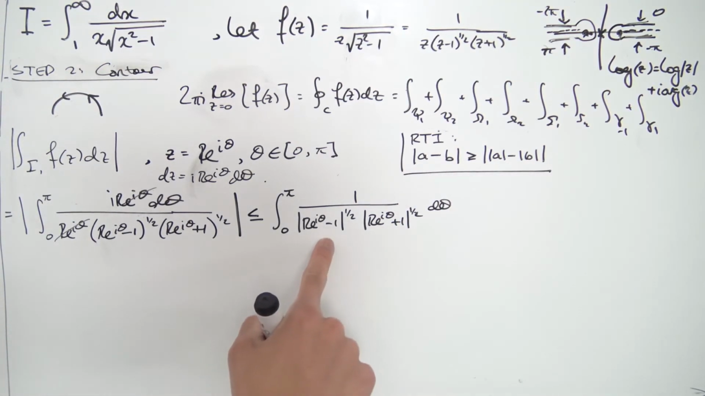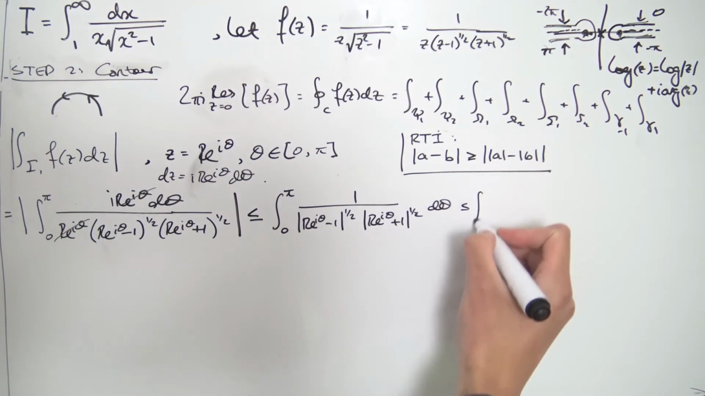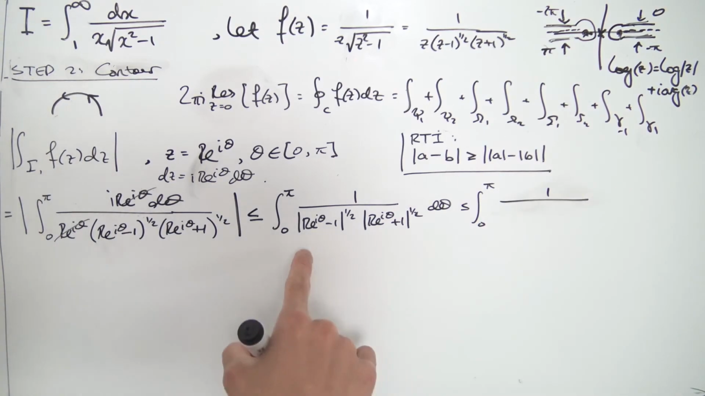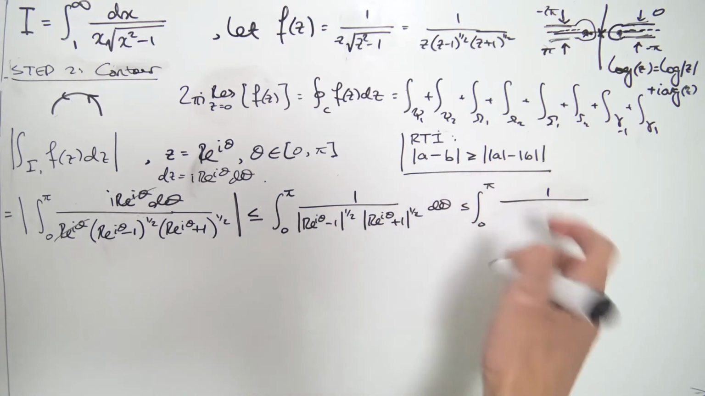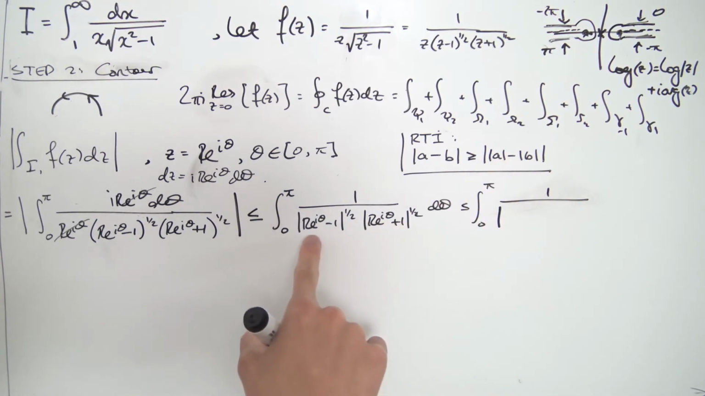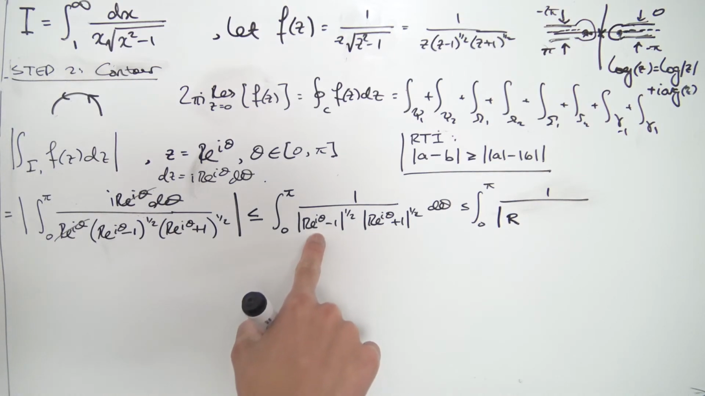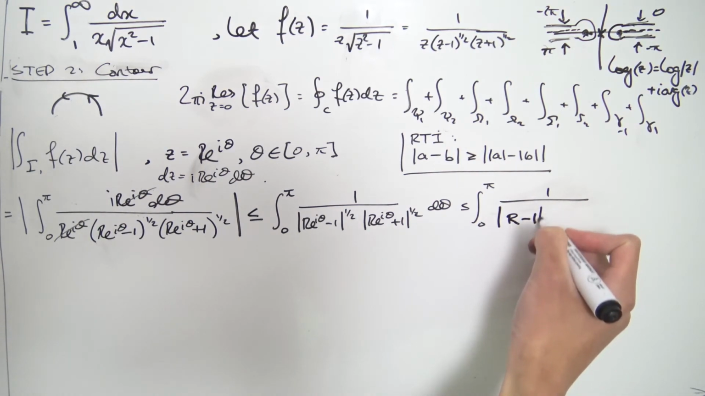So the first factor, that's obvious. So this is less than or equal to the integral from 0 to pi, 1 over, and then this is our a, and this 1 is our b. So we can directly apply this inequality. So you have the absolute value. What's the absolute value of a? Well, it's the absolute value of R, which is just R because it's positive. Absolute value of e to the i theta is 1. Then we have minus the absolute value of 1, which is just 1.